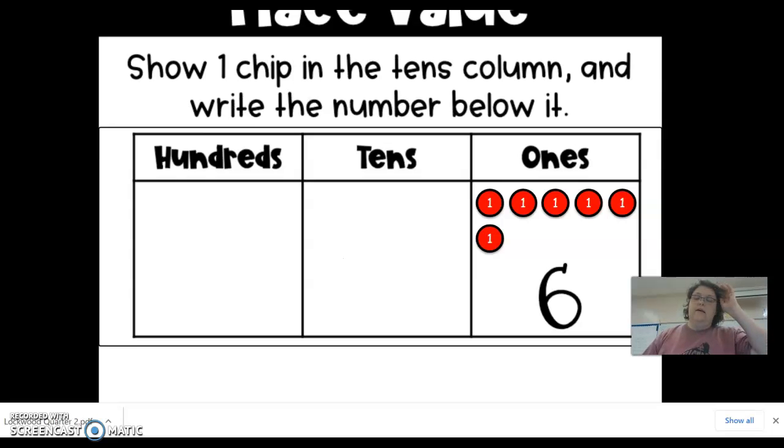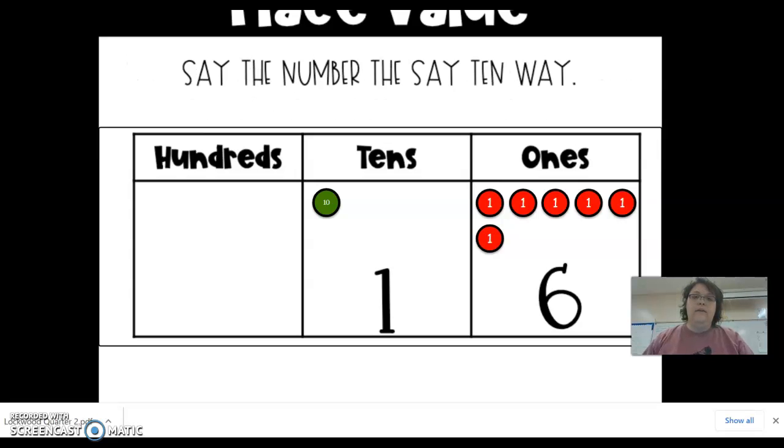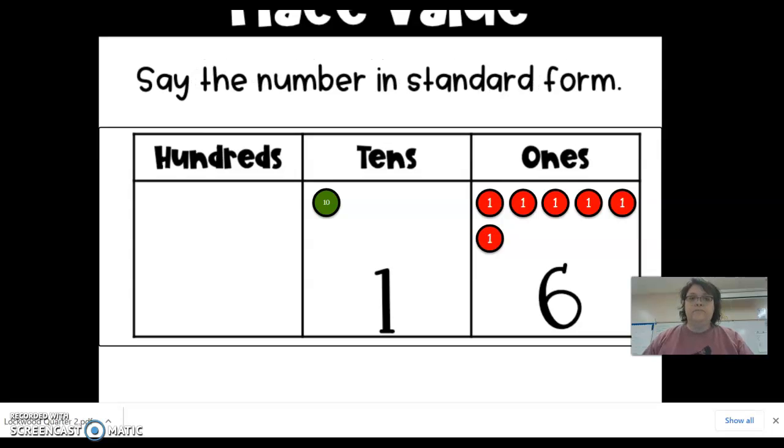All right. And then we're going to put a 10 in the tens place with a 1 because there's 1 10 in there. And then we're going to say it the 10 way. 1 10, 6 ones. Now, how do you say that the regular way? You say 16, don't you?